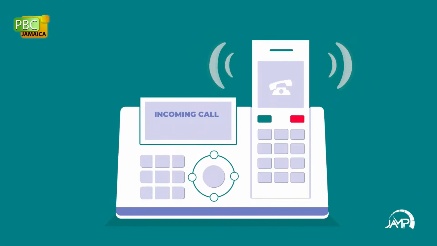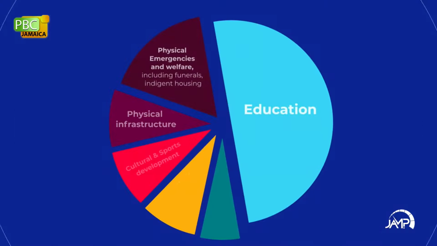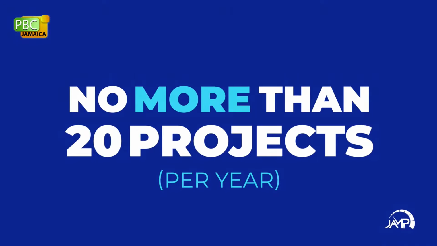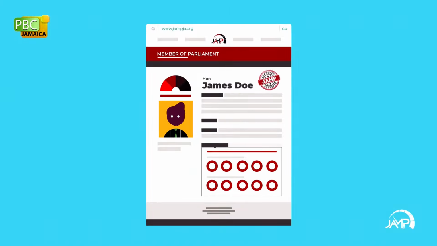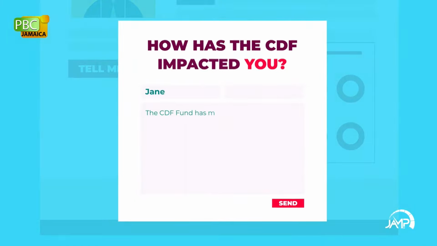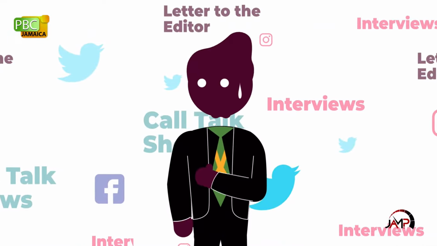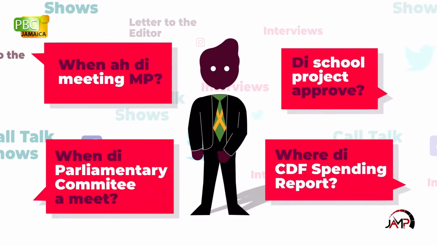If you have questions about how the CDF are run in your community, contact limits for each. There must be no less than 5 and no more than 20 projects each year. To learn more, visit jampja.org to view your MP's CDF info and tell them how this fund has impacted you. If you don't see your MP's CDF reports, then put them under little pressure, man. Call, tweet, email. Ask them when they'll submit it and when is the next CDF meeting.